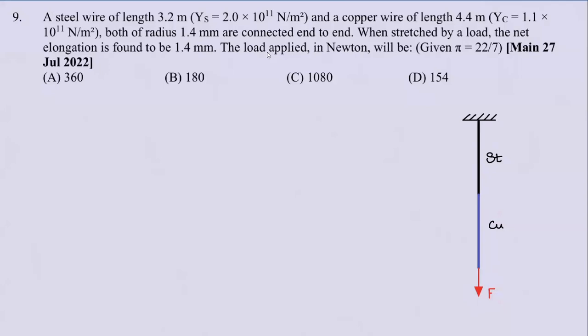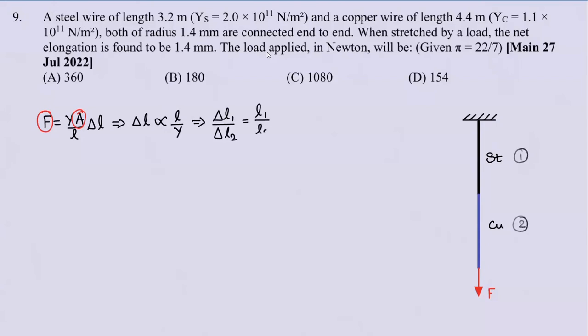Anyway, let us do one thing. Let us give a number to it. Steel is 1, copper is 2. Okay, let us continue. Now, the formula F is equal to YA by L into delta L. We'll go ahead with it and observe what are the key points we need to know. That is, force is the same. Very good. Cross-section area is also the same. That implies what? Tell me. Delta L is directly proportional to L by Y. That implies delta L1 by delta L2 is equal to L1 by L2 into Y2 by Y1, right?